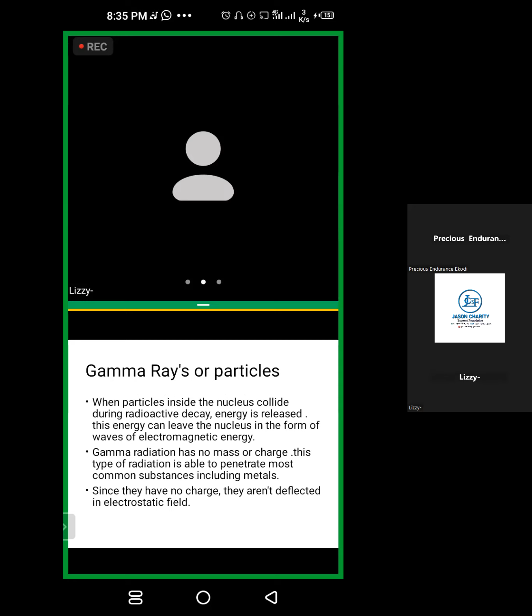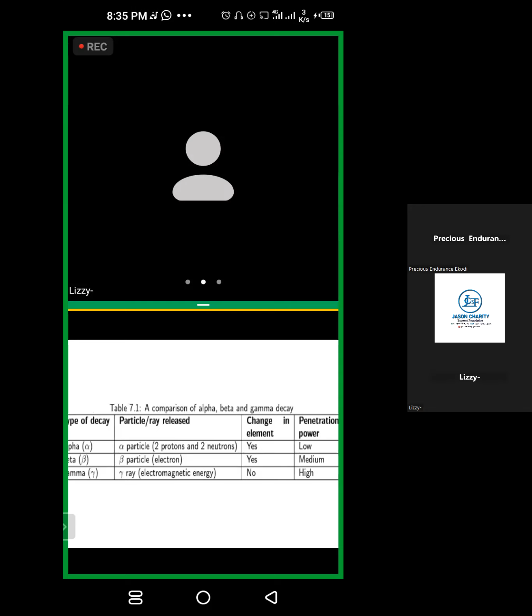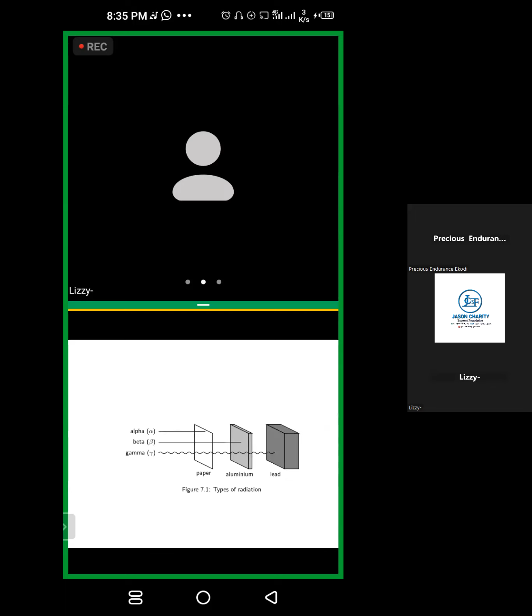They have no charge, and they have the strongest penetrating energy. Things as strong as lead, and even concrete can also stop it, or absorb it. Now, this table shows the comparison of these three: the alpha, the beta, and the gamma. Here we see how the alpha is absorbed by paper, the beta by aluminum, and the gamma by a lead block. These are things that can stop them from moving.